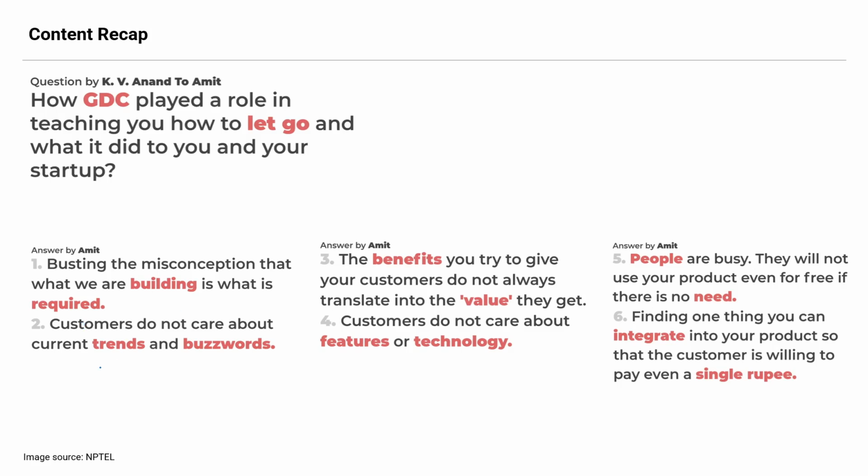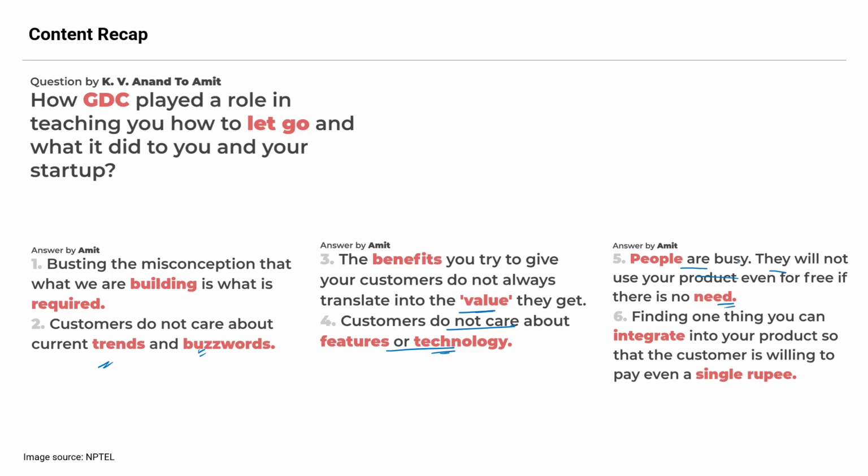Also, customers do not care about trends and buzzwords. So, AI, machine learning, they do not care about it. What they care about is how and what product you are offering and what kind of value addition it is doing in their lives. That is something which matters more. The benefits you try to give to your customers do not always translate into value they get. The customers do not care about the features or technology. And these are very interesting insights: people are busy. They will not even use your product even for free if there is no need.